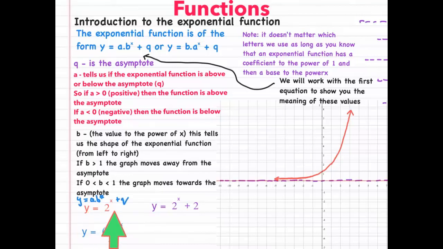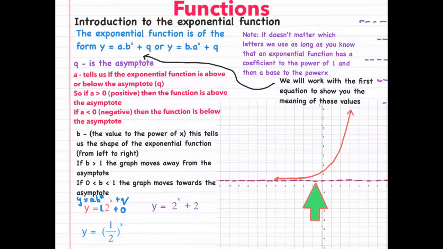Okay, so now let's look here. What is the a in this example? It's a 1. In front of this 2 there is a 1, so that means 1 times 2 to the power of x is still 2 to the power of x, so my a is a 1, okay? Then what is b to the power of x? It's 2 to the power of x, and then plus q. What is plus q? It's plus 0. So basically my asymptote is at 0. That is this purple line.